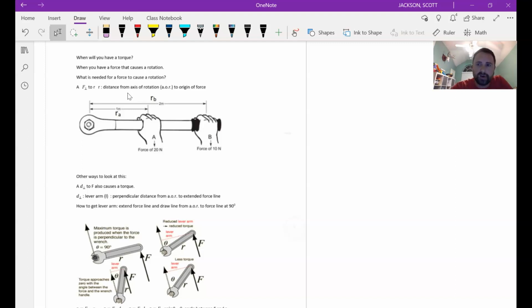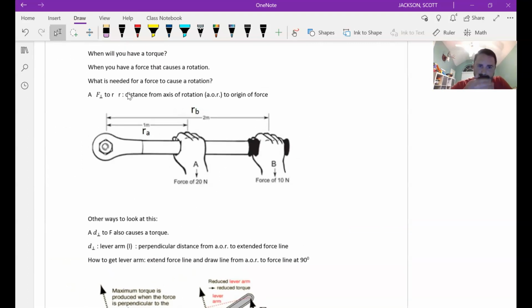So now we'll need to look at the details behind that. What do you have to have for a torque? You have to have a force that is perpendicular to R, and R is defined as the distance from the axis of rotation, so where you're rotating from, to where that force is acting. So that's the R of one, and you can see that's the R of the other there. Another way you can look at it is, do you have a distance that is perpendicular to the force? That's an alternate version to look at it.